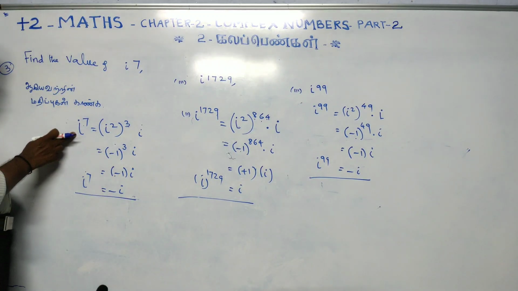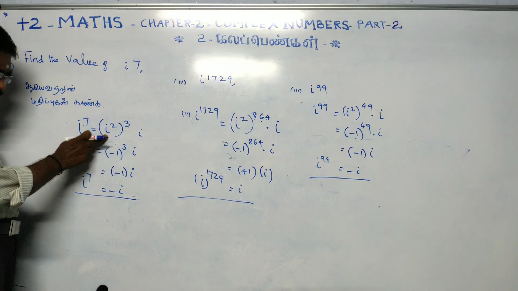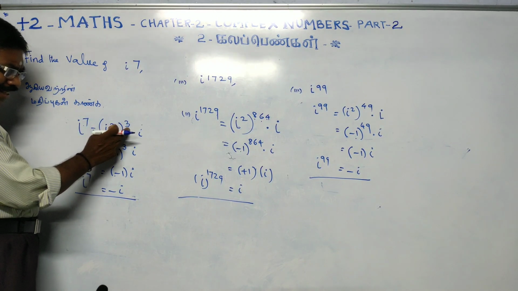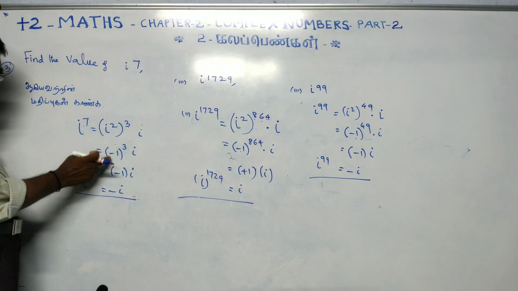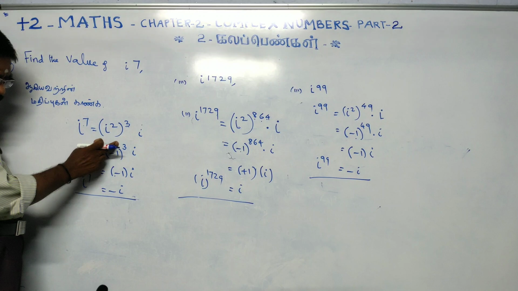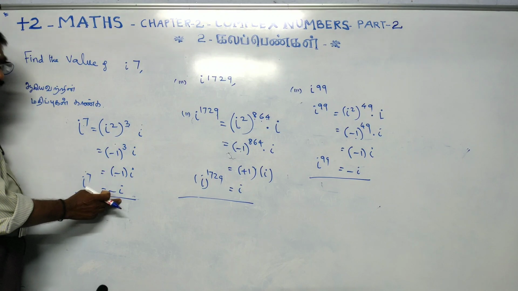Clear? i power 7, we can write i square power 3, 2 into 3 is 6, into i 1. Add it, and we get i power 7. This value is minus 1. Minus 1 power 3 is minus 1 into i, which is minus i.